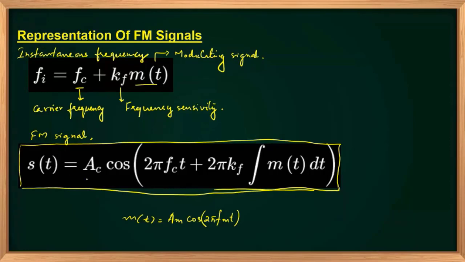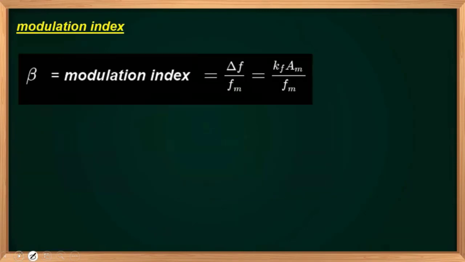The FM signal has a constant amplitude. The amplitude of the FM signal is equal to the amplitude of the carrier wave, but the frequency is varied. So the amplitude remains a constant value, but the frequency is varied in accordance with the instantaneous value of the message signal. So this is the equation of the FM signal. Okay, I think it is clear. Let us move on to the next slide.